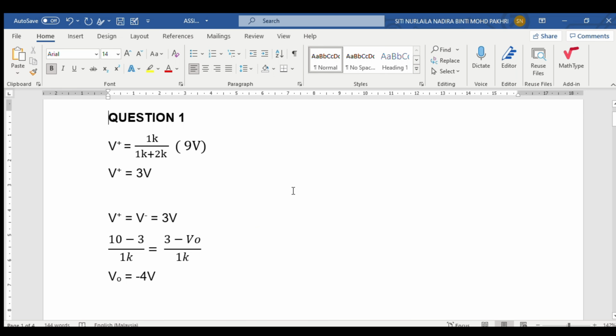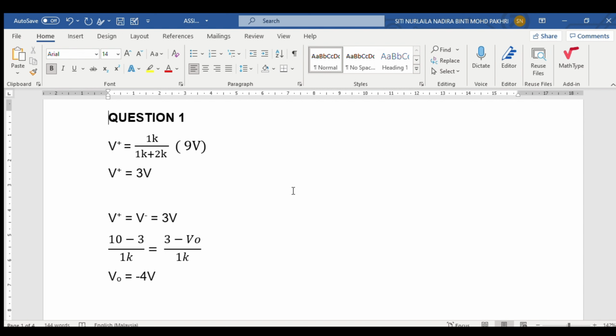In order to know if the simulation method is correct or wrong, we calculate the value of V0 using the calculation method. As you can see here, we can find the value for V+ by using the voltage divider rule: 1K divided by 1K plus 2K, times 9 volt. So we will get the value for V+ is equal to 3 volt. The value for V+ is equal to the value for V-, so the value for V- is equal to 3 volt.